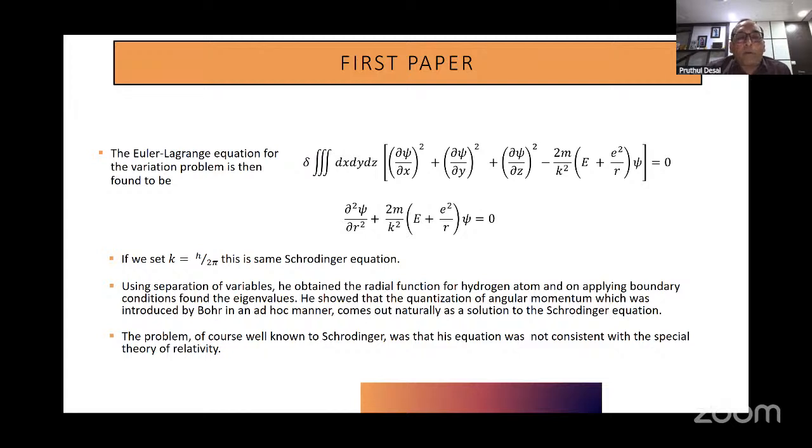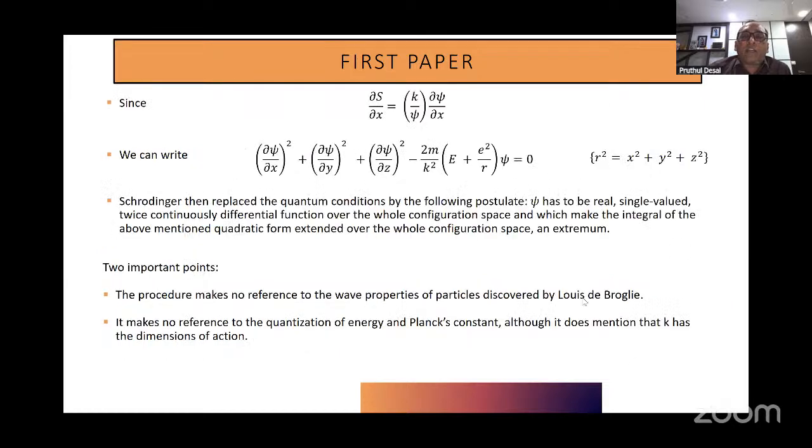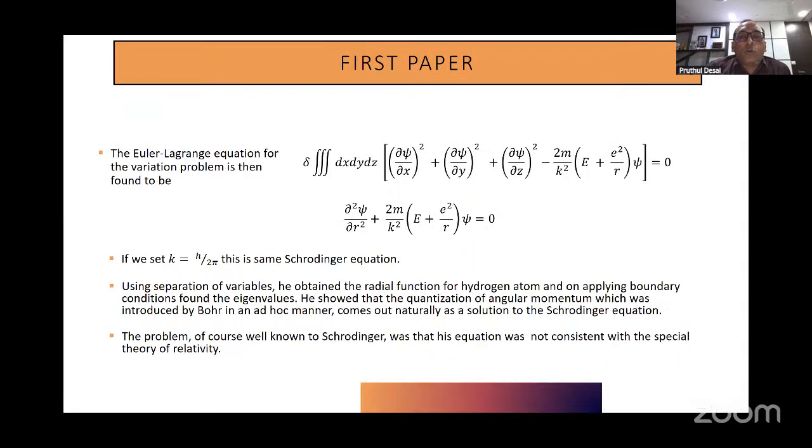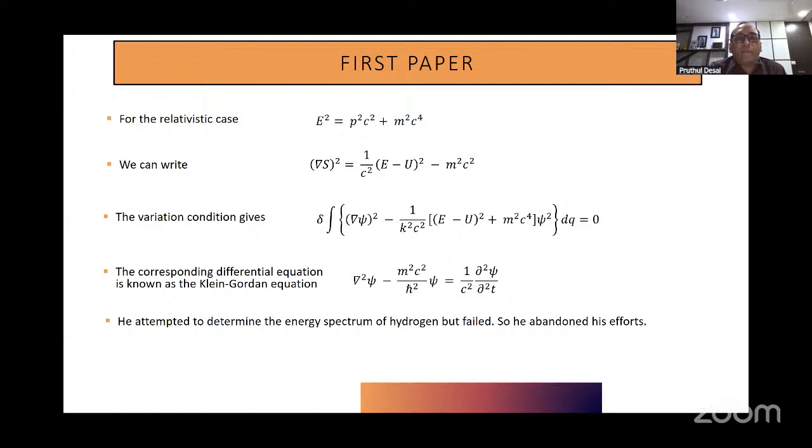The problem, of course, was well known to Schrodinger. With his equation, he knew that it is still not consistent with the special theory of relativity, because the equation for total energy that he took, equation number 3 here, corresponds to the non-relativistic case. So he knew that the equation he got was not consistent with the special theory of relativity. So if we take the relativistic case, let us see what happens.